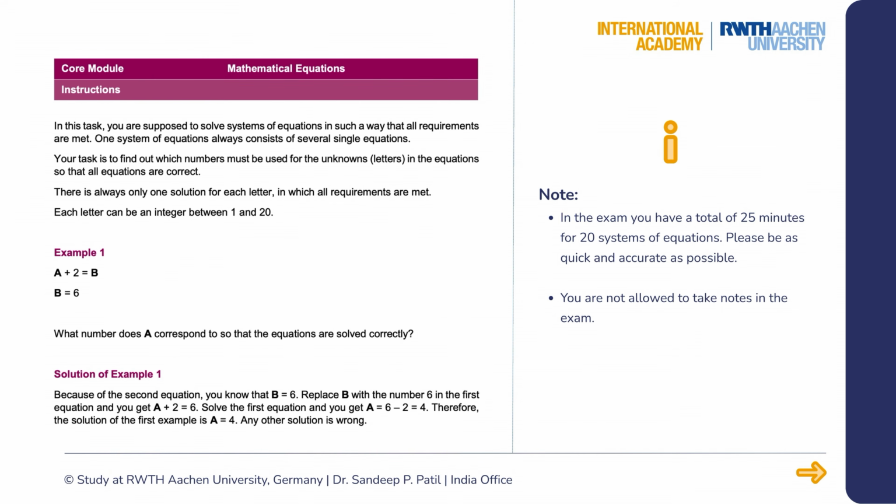If you want, you can take a screenshot of this, but of course, I'll also be sharing this presentation with you. So you know, because of the second equation, that the value of B is 6. If you replace B with the number 6 in the first equation, you get A plus 2 equals 6. So you solve that equation and get the value of A, which is 4. These are the type of mathematical equations that they will ask, finding the values of unknown variables.